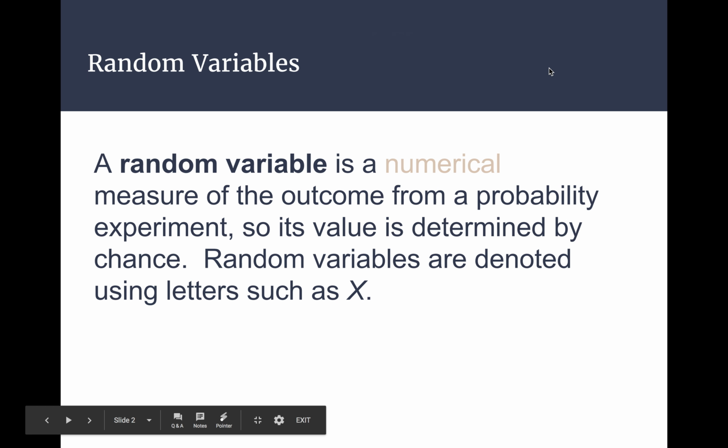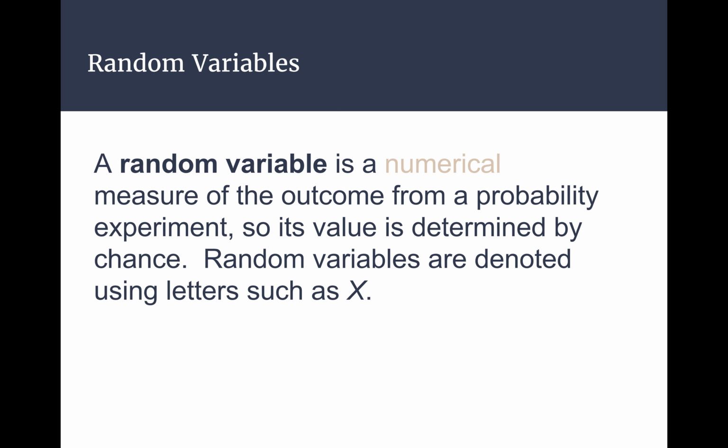Just some vocabulary to start. A random variable is a numerical measure of the outcome from a probability experiment. Its value is determined by chance, and random variables are denoted using letters like X. So what is a probability experiment?